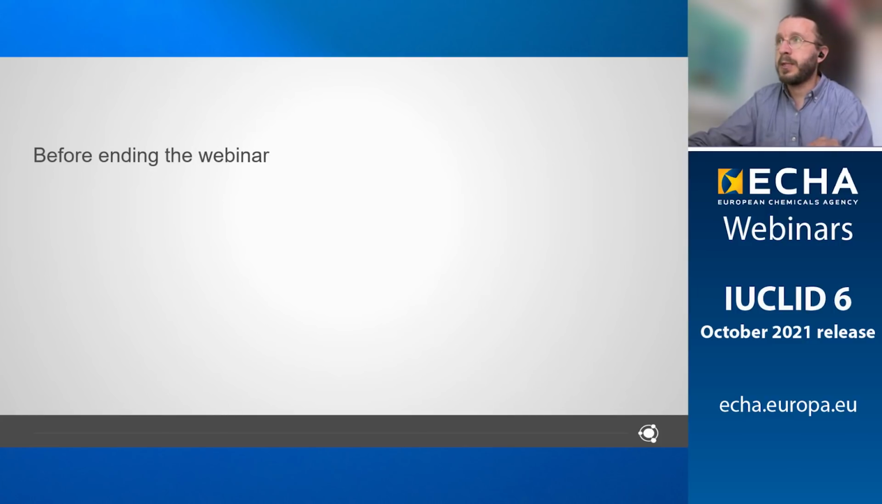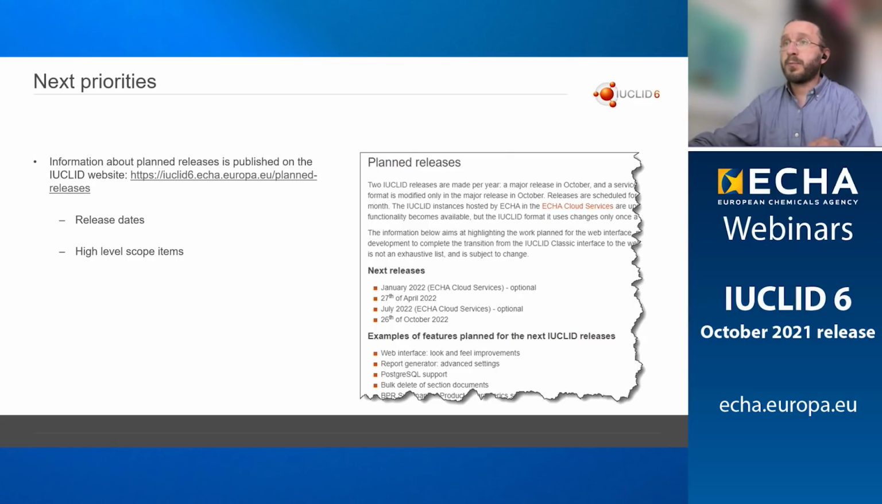Thank you very much, Robin, for this demo and the presentation in more detail of the main changes introduced in the web interface in this new Euclid release. Now I wanted to give you some additional information before ending the webinar. These are the next priorities. You might want to know what is coming next in Euclid, and in order to do that, you can go to the Euclid website and access this page where we provide more information about our plans for the future releases. This includes the planned release dates and also some high-level scope items about what we are working on.